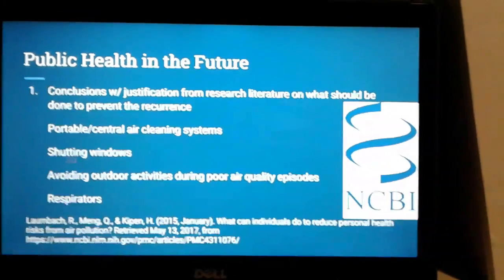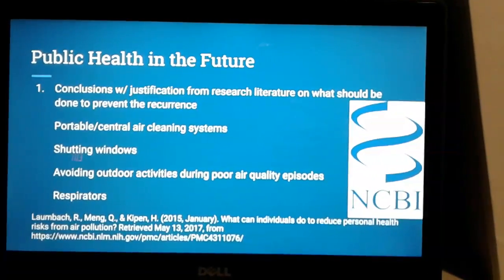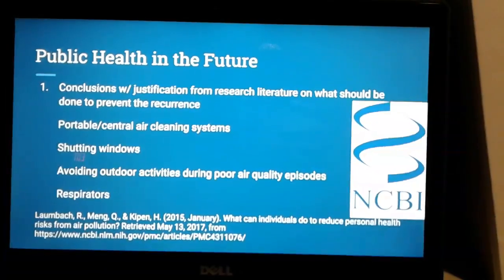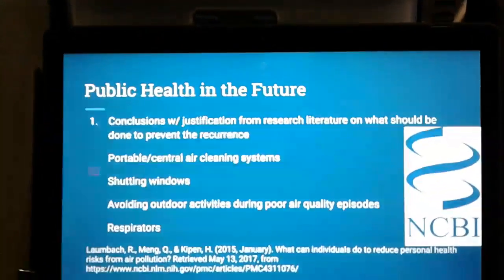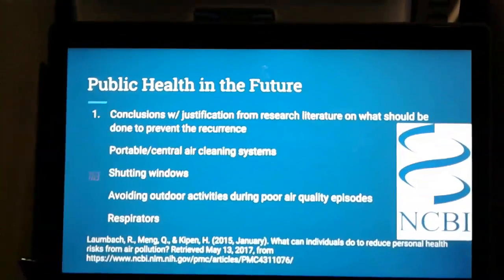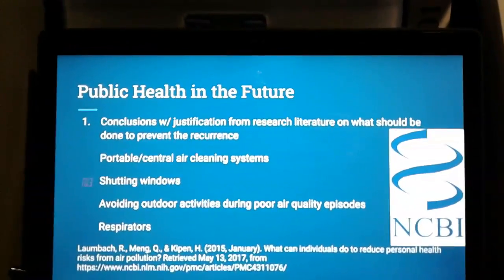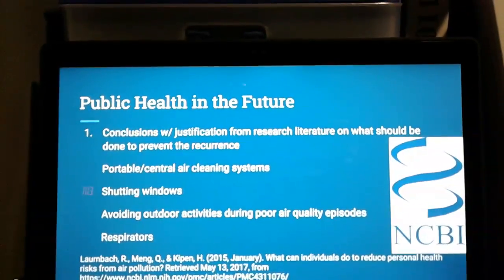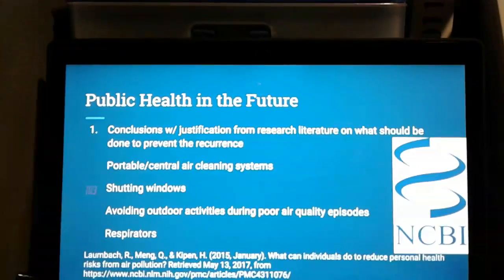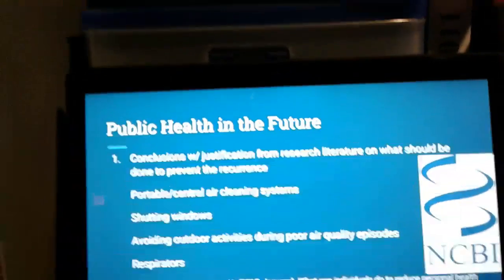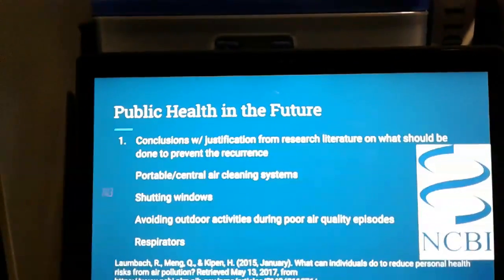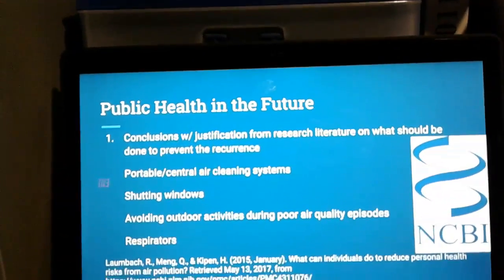Public health in the future. So the NCBI, an article from the Journal of Thoracic Disease on the National Center for Biotechnology Information, which is a branch of the National Institutes of Health, says that shutting your windows will help protect against outside air pollution penetration.